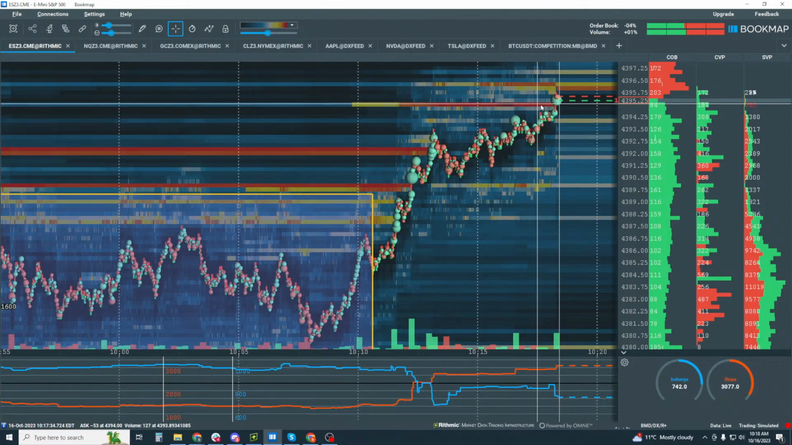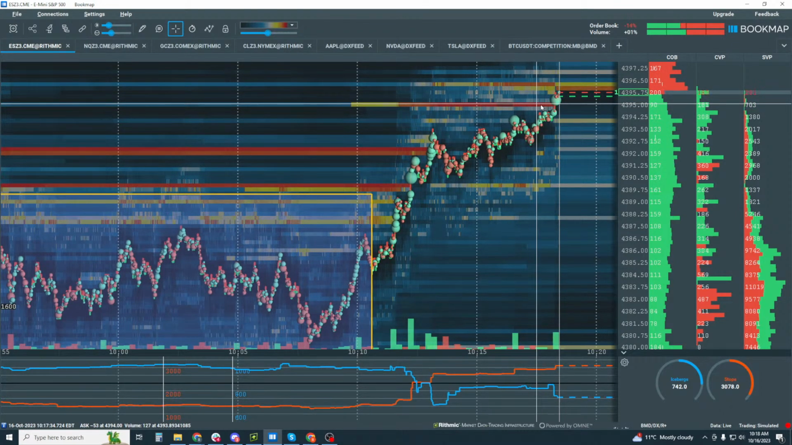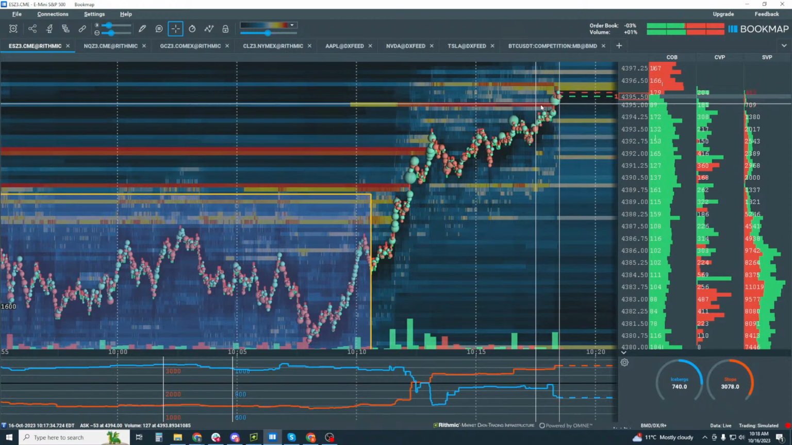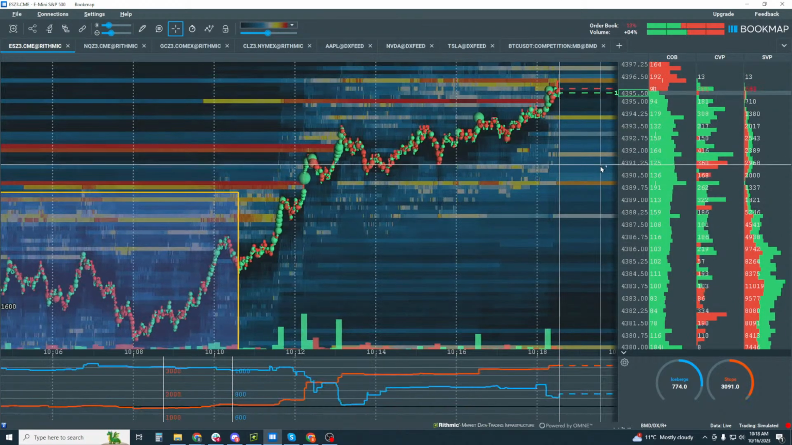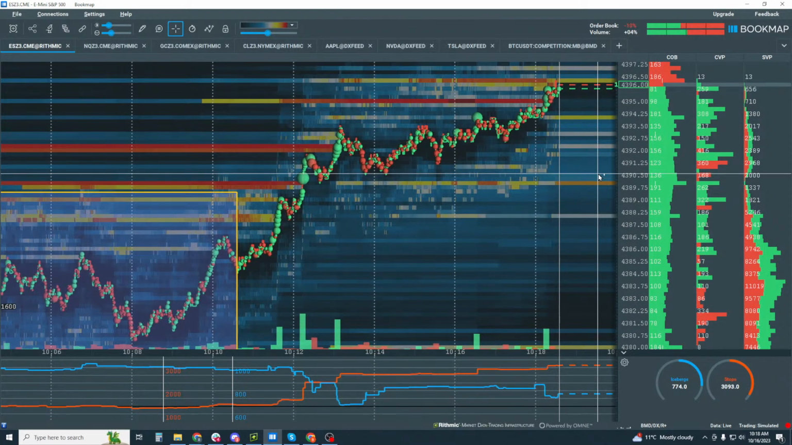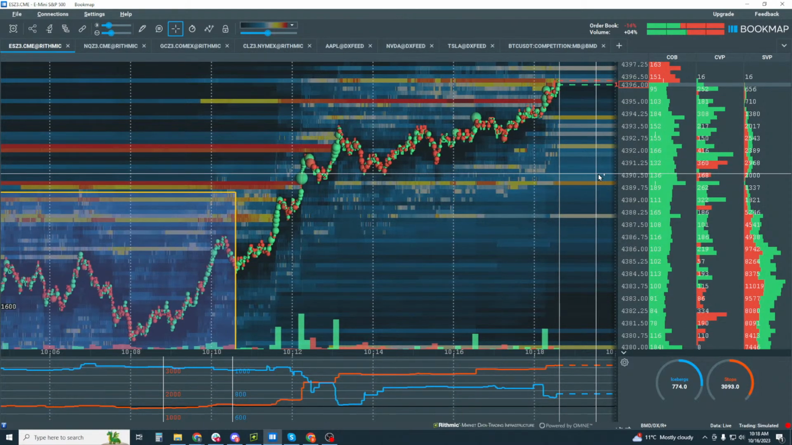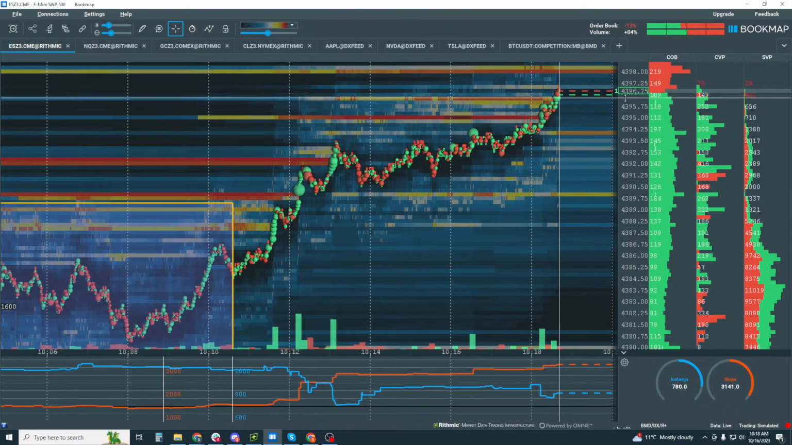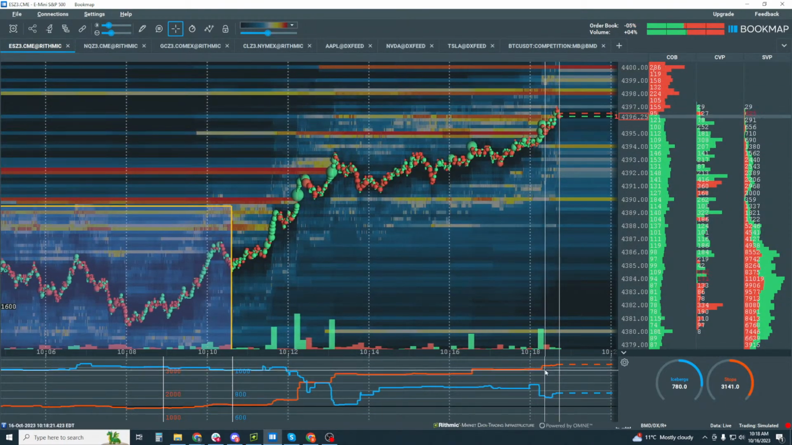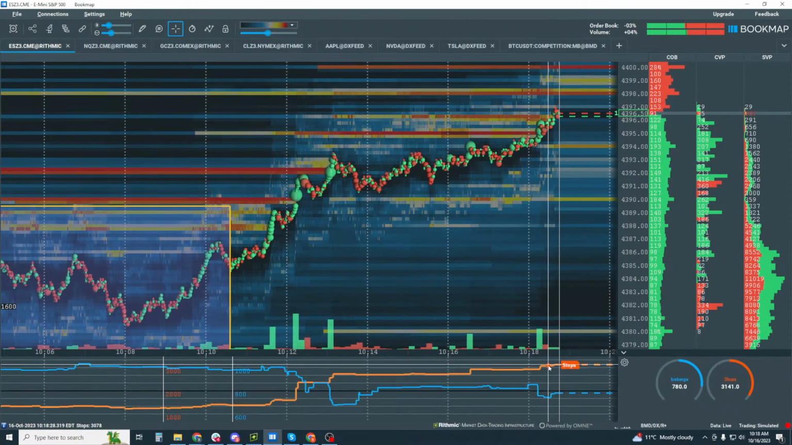Okay, so there's our break. And let's see if we can get continuation here. And not too many stops hit in this area here.